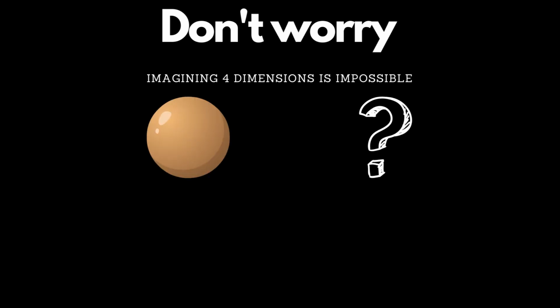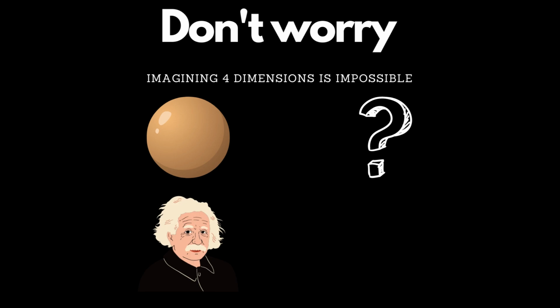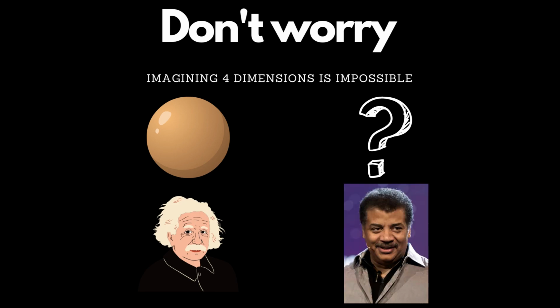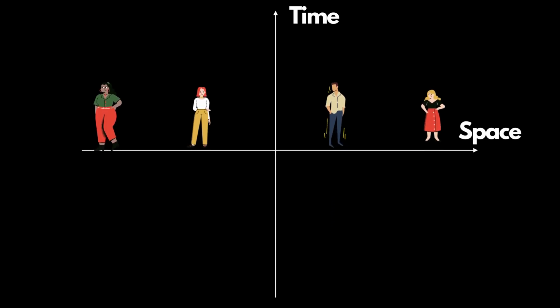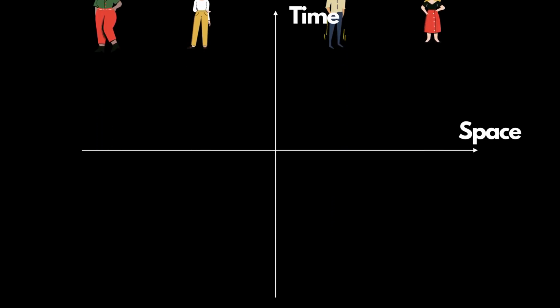I can't, Einstein couldn't, and neither can Neil deGrasse Tyson. All of us are only able to visualize a maximum of 3 dimensions. Instead, we have to consider at most 2 dimensions of space, and then draw the time direction at 90 degrees to this. In fact, for our purposes, it will actually prove most efficient to only consider 1 dimension of space, along with the dimension of time at 90 degrees to this.